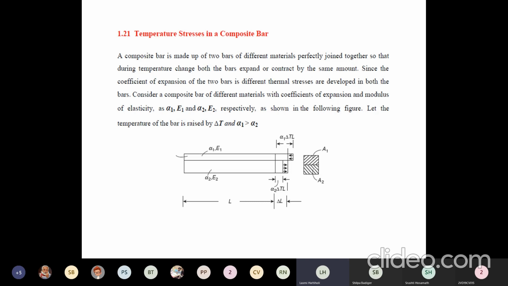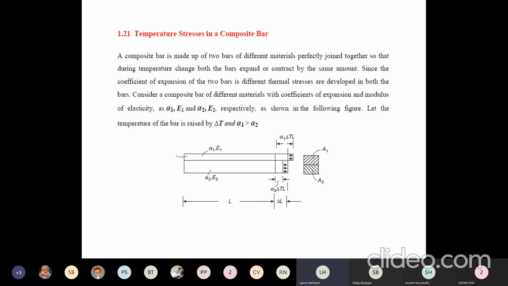Since the materials are different, obviously the coefficient of thermal expansion should be different. Because of this, different thermal stresses are developed in both the bars. When both materials have different coefficients of thermal expansion, then both materials have different thermal stresses. Now, consider a composite bar as shown in the figure, of two different materials.